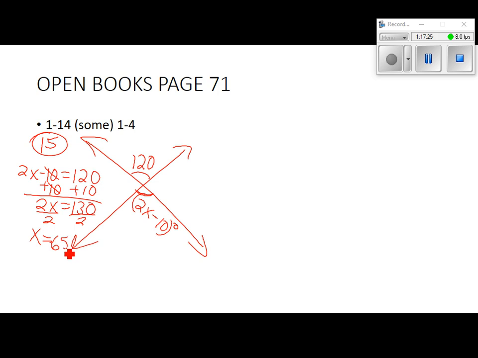Make sure you go back and read the problem. It says find the value of each variable. So this time, that's all we're looking for was x. Number 16, they give us a picture, it looks like this.